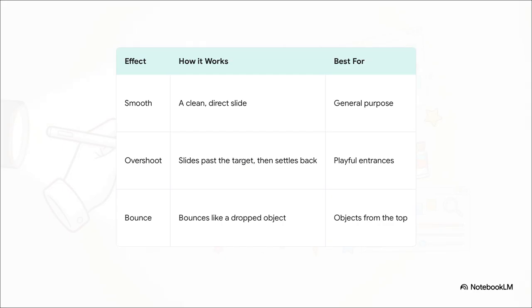And Move In has its own set of personalities. Smooth is your standard, clean, professional slide. Overshoot is really fun. It adds a playful touch where the object slides a little too far and then zips back into place. And Bounce, which might be my favorite, is perfect for objects coming in from the top. It gives them a real sense of weight, like they've just been dropped.